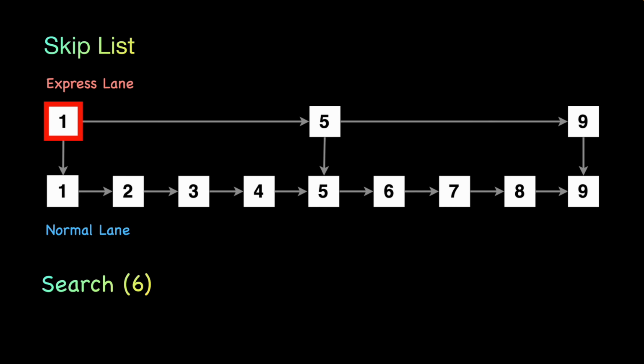Is 6 greater or less than 5, which is the next element in the express lane? 6 is obviously greater than 5. So since 6 is greater than 5, for sure 6 is not present between 1 and 5. So 2, 3, 4, none of those are 6. The reason being, this is a sorted linked list. So if the next element in the express lane is also less than the number that we are searching for, we'll go to the next element in the express lane itself, right? So let's go to the next element. Now the next element is 5. Is 5 equal to 6? No. Now we check the next element in the express lane again.